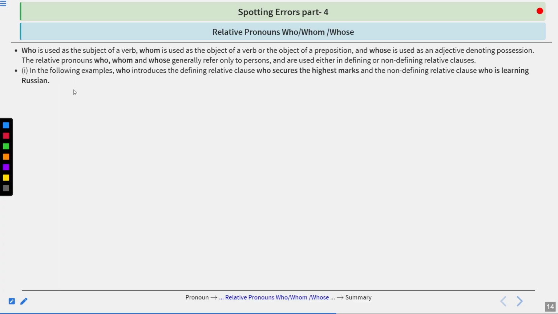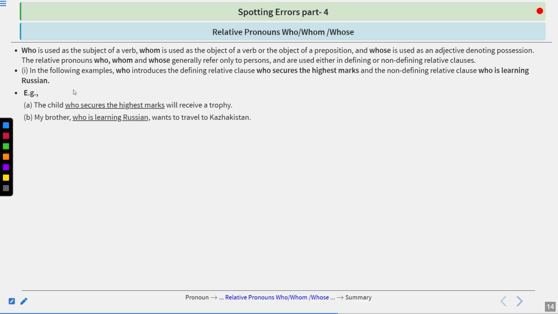In the following examples, who introduced the defining relative clause, who scores the highest marks, and the non-defining relative clause is who is learning Russian. What is defining and non-defining? Defining means that need to be defined, and non-defining means that do not need to be defined. Simple.